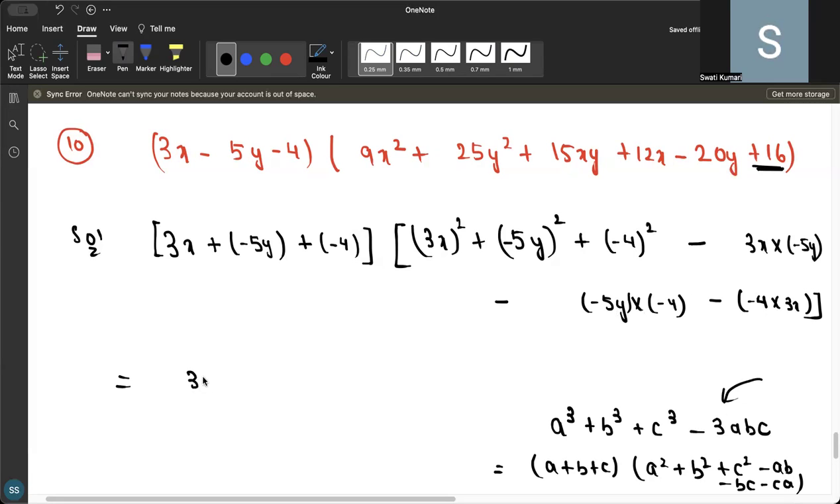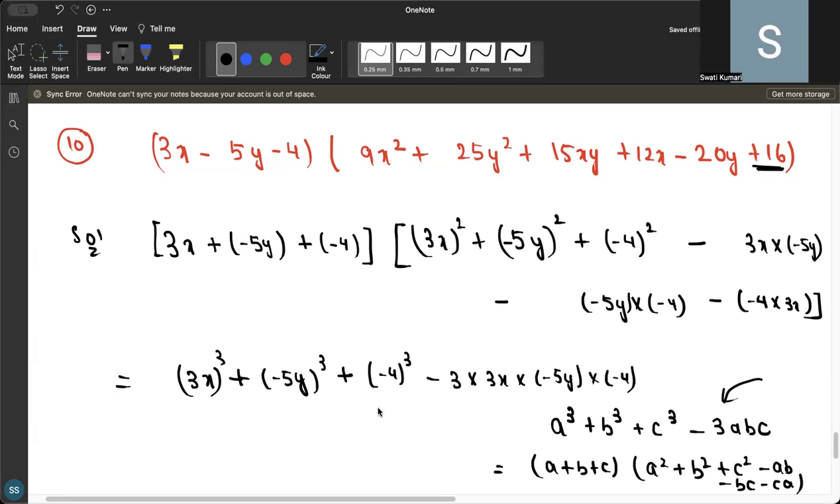So you can write down 3x plus minus 5y, right? 3x cube, I mean to say, because if we have a cube, and minus 5y cube plus minus 4 cube minus 3 into a is 3x, b is minus 5y, and c is minus 4. We have to just calculate this.